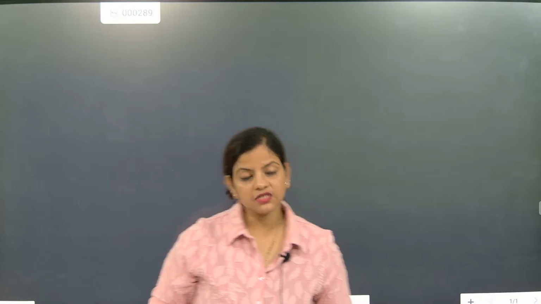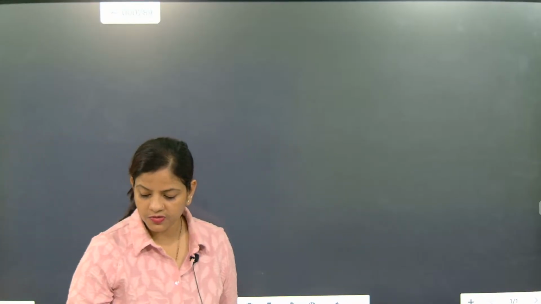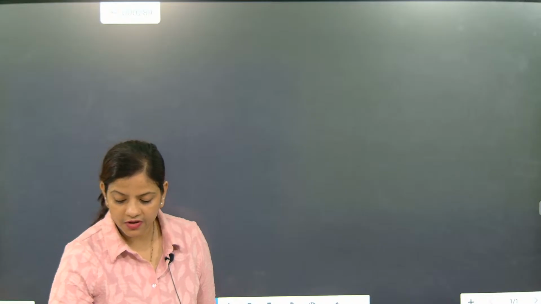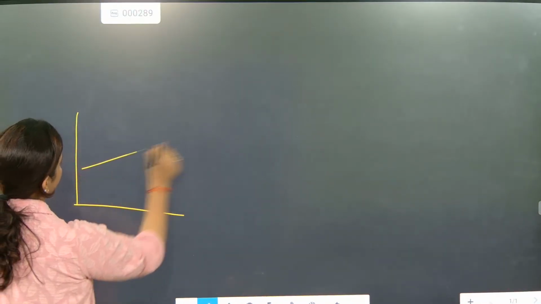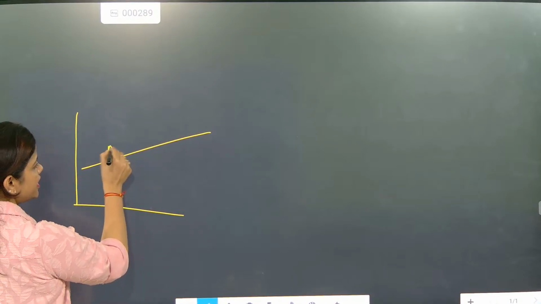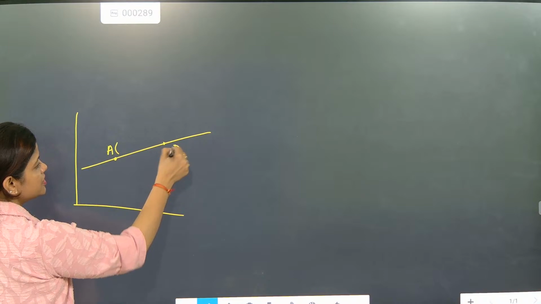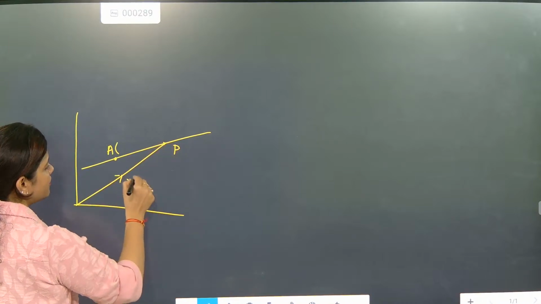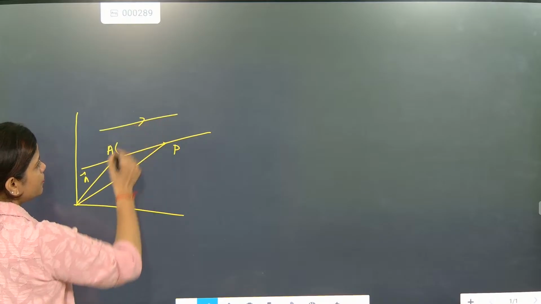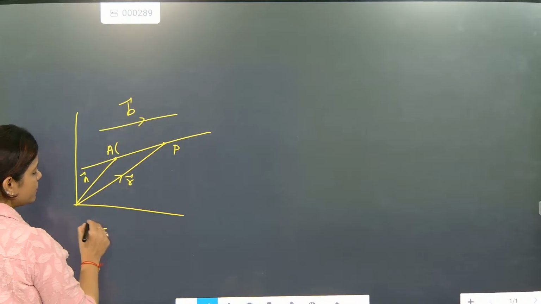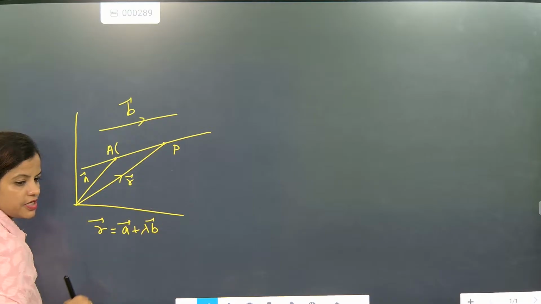Now look at it. Last class we have done two formulas. One formula was based on the first part, where we learned one very important thing: given one point present on a line, that point is considered as A, the known point, and one point is the resultant one. This is considered as R vector and this one as A vector. Then the parallel support was there, that is B vector. R vector is equal to A vector plus lambda B vector. This was the equation. Understood?